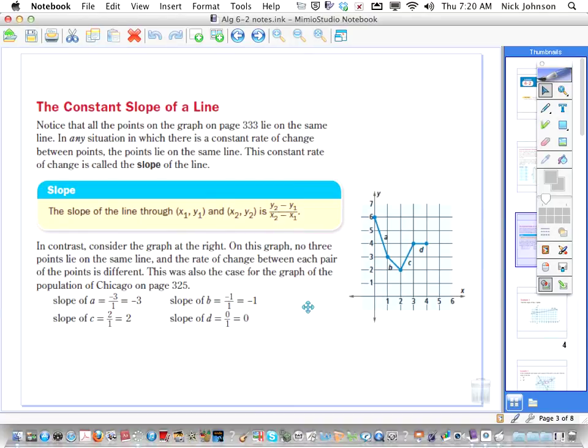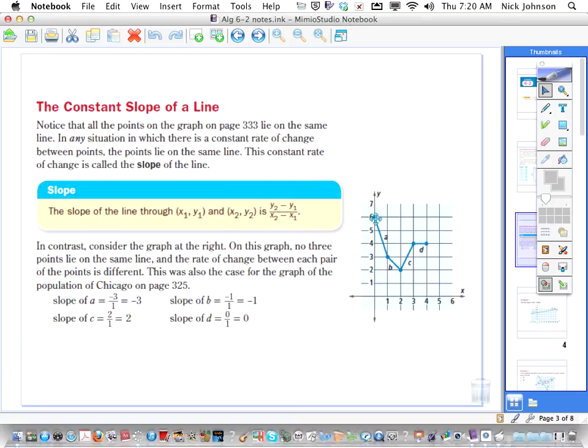In contrast, consider the graph at the right. On this graph, no 3 points lie on the same line, and the rate of change between each pair of points is different. This was also the case of the graph of the population of Chicago that we did in lesson 6-1 on page 325.